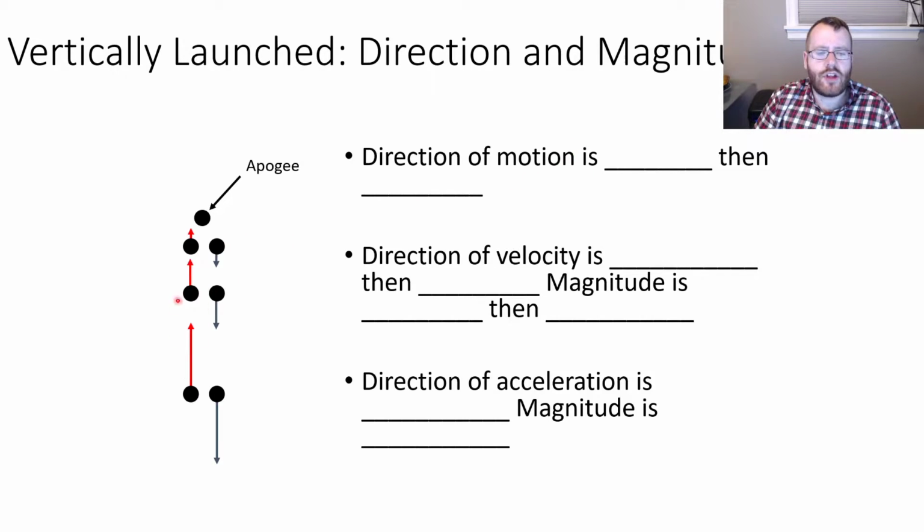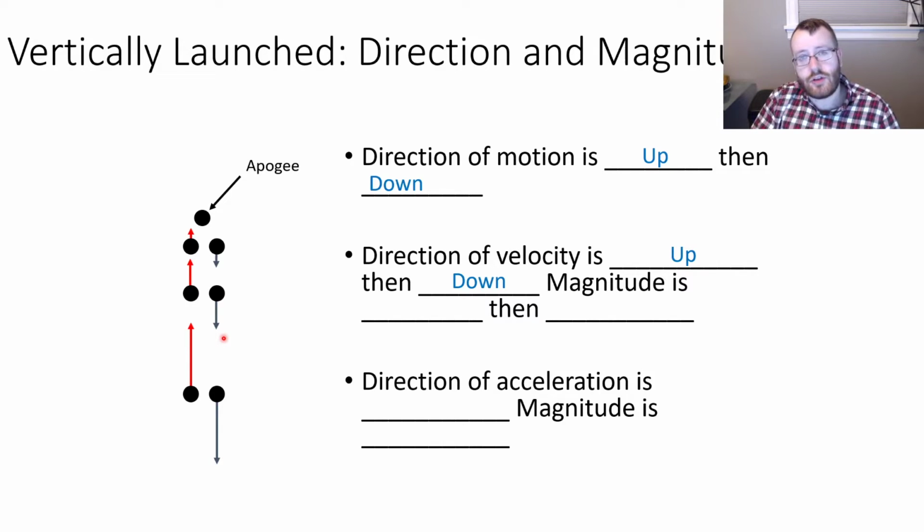So during the first half of the motion, the direction of the motion is upwards. And during the second half, it's back down. I think that's pretty straightforward. The velocity is the same thing. The velocity is the direction in which the speed is, in which way it's moving. And that is, again, up and back down.